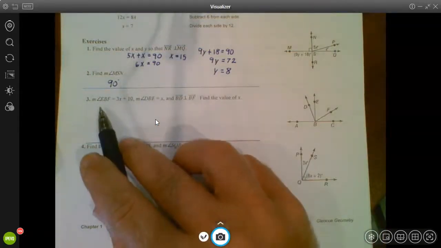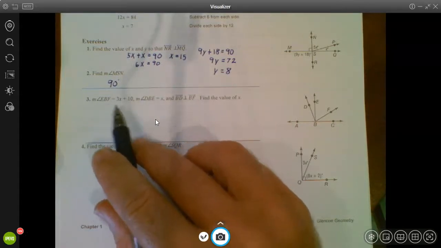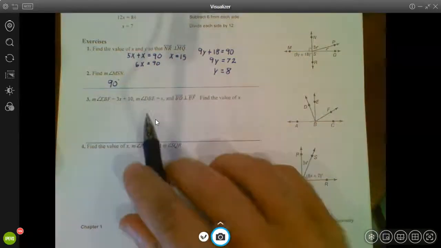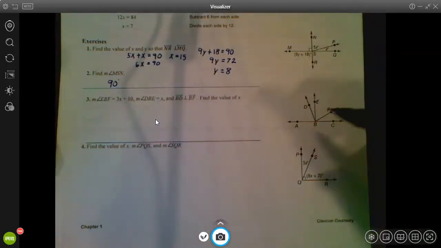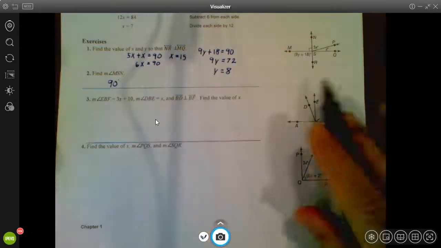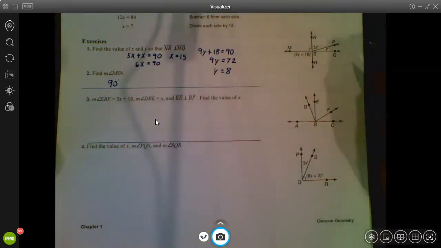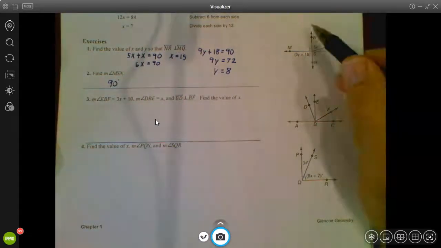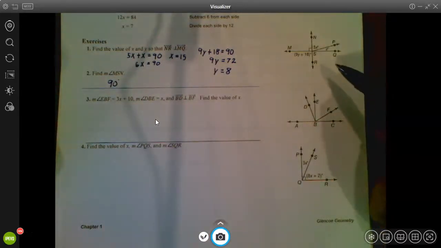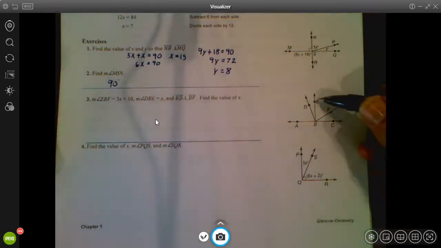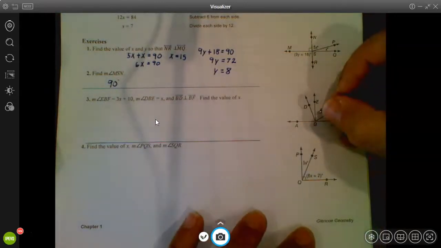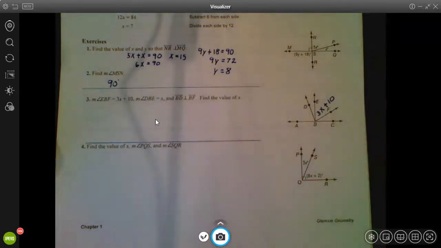All right, so the measure of angle EBF is 3x plus 10 degrees. DBE is x. We got perpendicular lines. So here's a problem where they didn't fill all that into the diagram, so certainly we should do that. It's always helpful to look at a diagram and have all the information in the diagram. So you should always do that, especially on tests. So get in the habit of doing that on your homework. EBF is 3x plus 10.